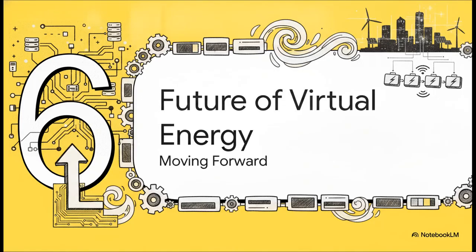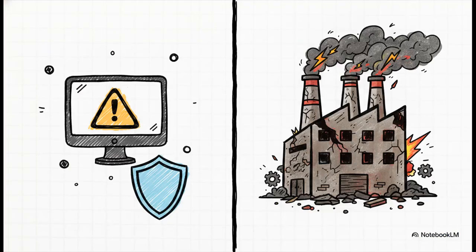Which brings us to Section 6. Future of Virtual Energy. Moving forward. It's super easy to look at a broken simulation and just see a failure, right? But we really have to step back and look at the bigger picture. Even with bugs in the steam cycle, establishing a 70-megawatt working simulation of the Brayton cycle from scratch absolutely proves the viability of modeling these complex systems virtually.